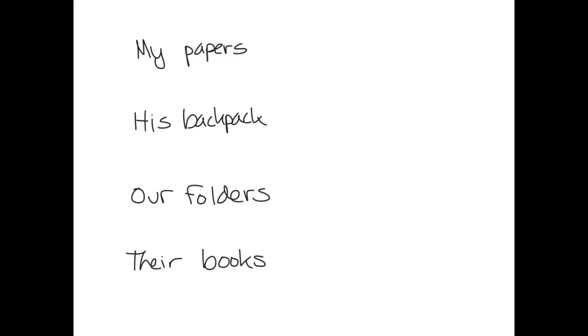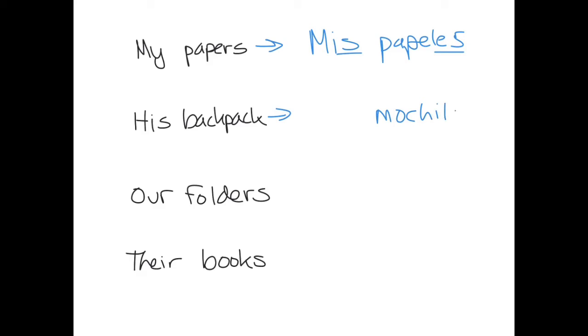Let's try a couple examples and put these into Spanish using the possessive adjectives we just saw. So my papers. Papers is papeles. Now that's plural, so I need to say mis papeles, my papers. His backpack. Backpack is mochila. For his, su mochila, his backpack. And mochila is singular, so is su.